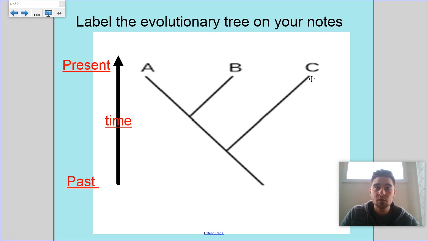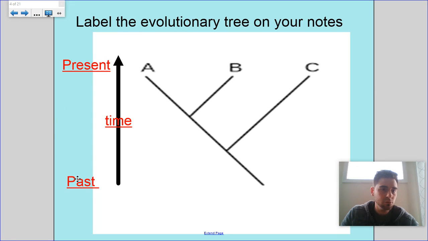Okay, look at this evolutionary tree in your notes, or if you're writing it on paper, go ahead and just draw this. Very simple, just draw a straight line, label A. Then you have a branch coming off down here, label C, and a branch coming off here, label B.